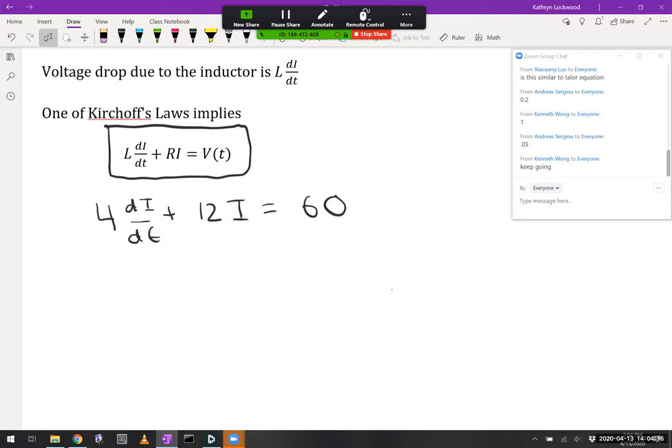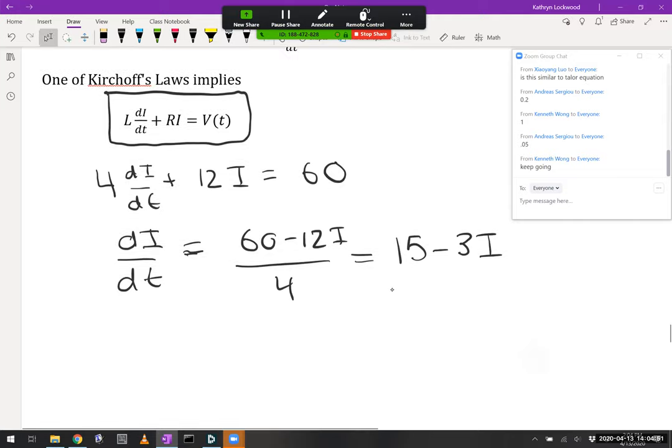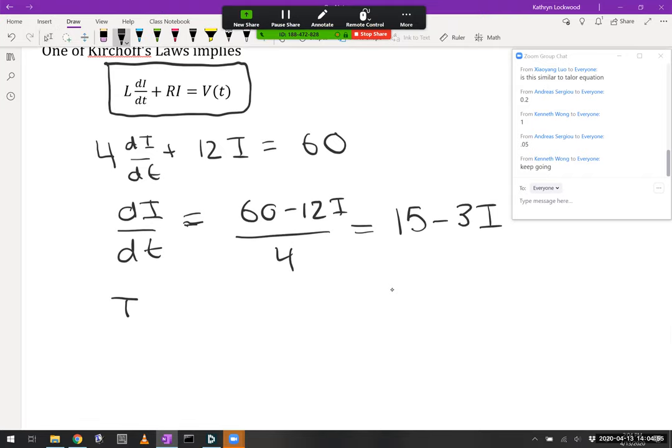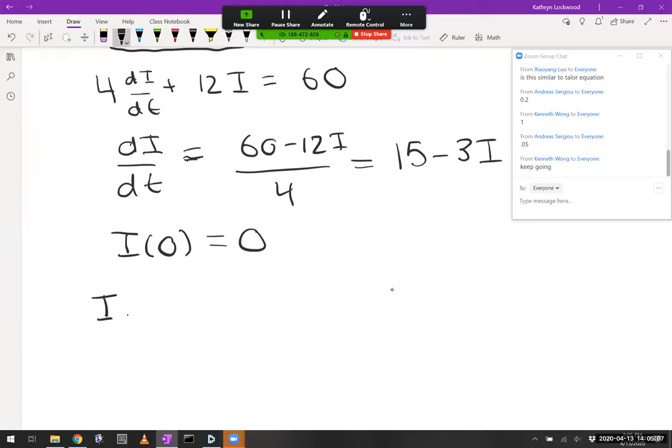All right, so this is an equation that we could actually solve. It is first order linear, so we could go through and find the integrating factor, and so on. But let's just do this using an approximation and Euler's method instead. In order to do that, we need to separate the derivative. I'm going to get di by dt by itself by subtracting 12i and then dividing everything by 4. Di by dt is 15 minus 3i. And put back in the initial condition, that the current at time zero is zero. That means we're choosing I naught to be zero and t naught to be zero.